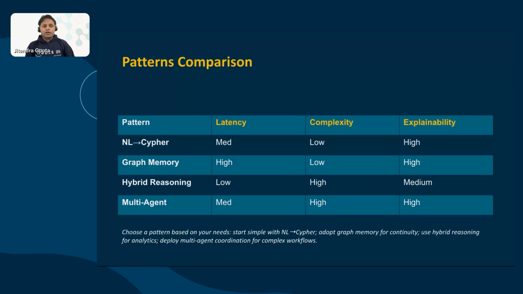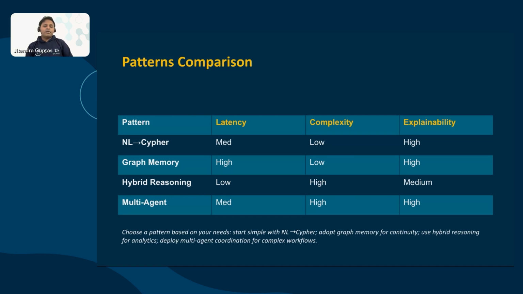A quick comparison of the four patterns we discussed. The very first pattern is natural language to Cypher conversion. The others are graph memory, then hybrid reasoning and multi-agent. If we are starting as a beginner on this approach, we should start with natural language to Cypher query, where we have medium latency, less complexity, but high explainability.